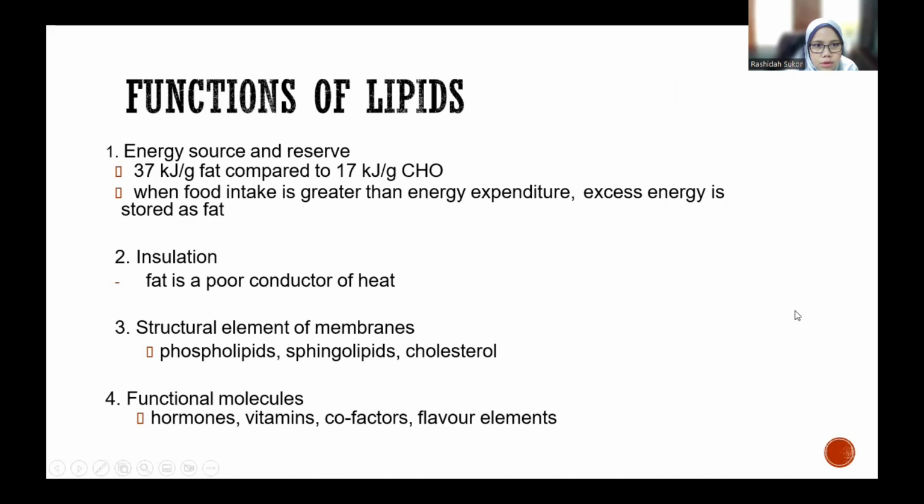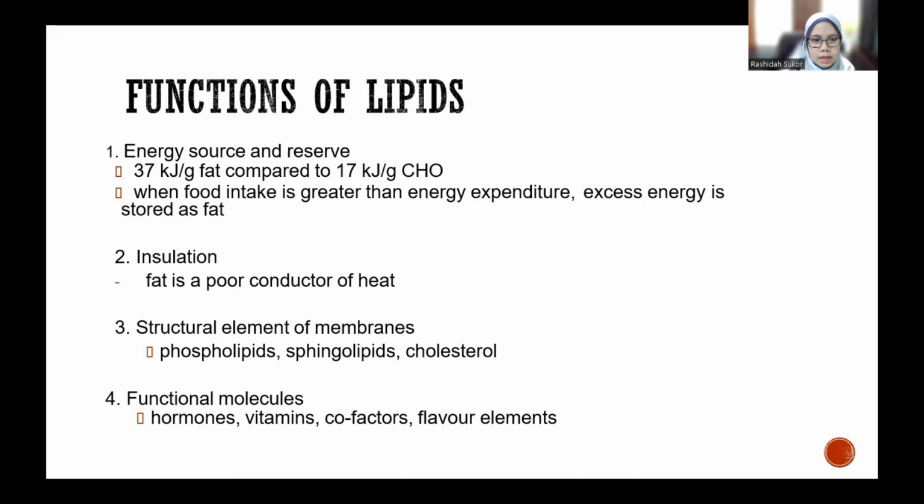All right. And then what are the functions of lipid? Okay, so we know that lipid is a source of energy. Just like carbohydrate, lipid can also be an energy source and reserve. If you compare carbohydrate and fat, 1 gram of carbohydrate is 17 kilojoules of energy, as compared to 1 gram of fat, which can supply 37 kilojoules of energy.